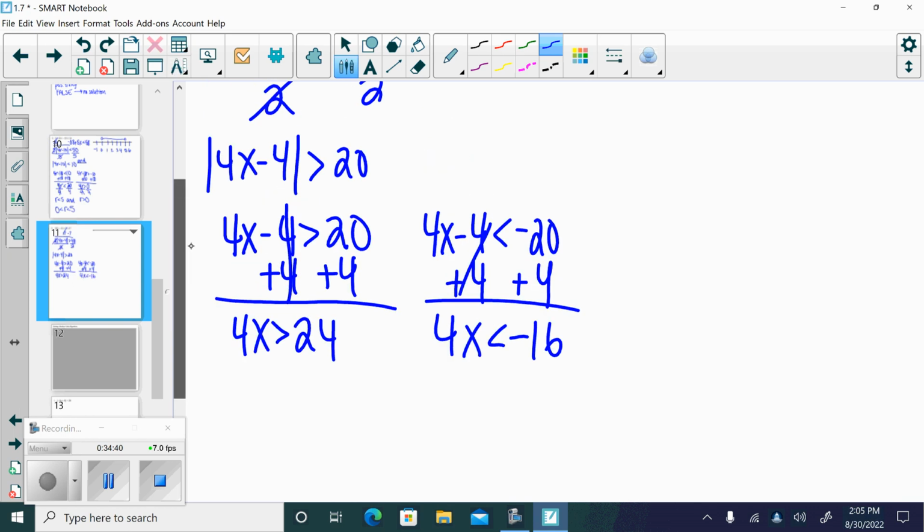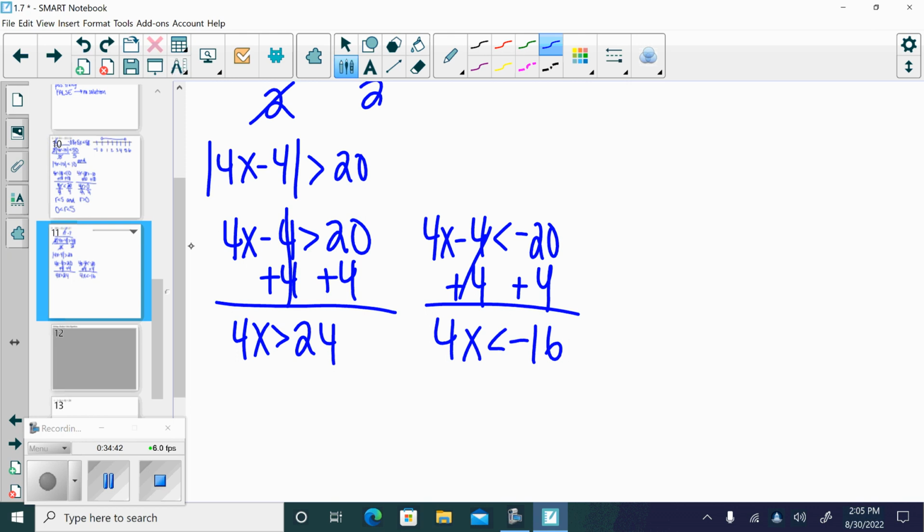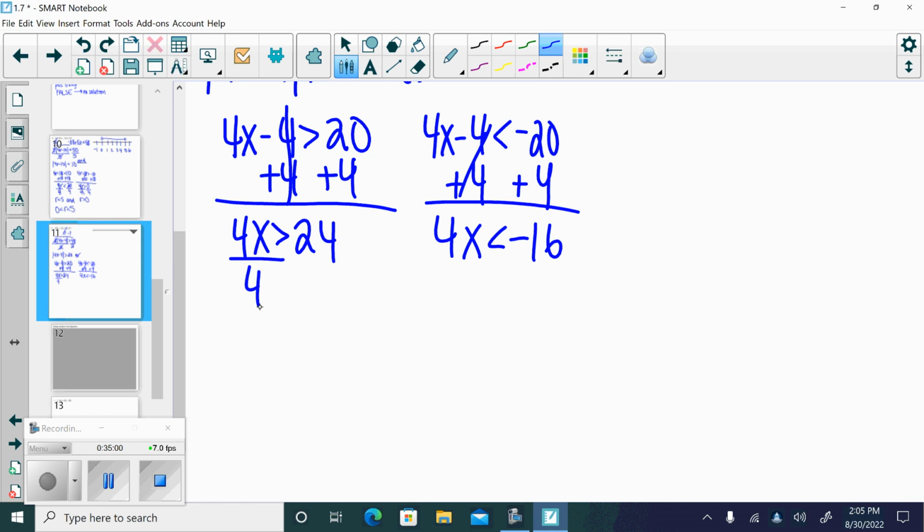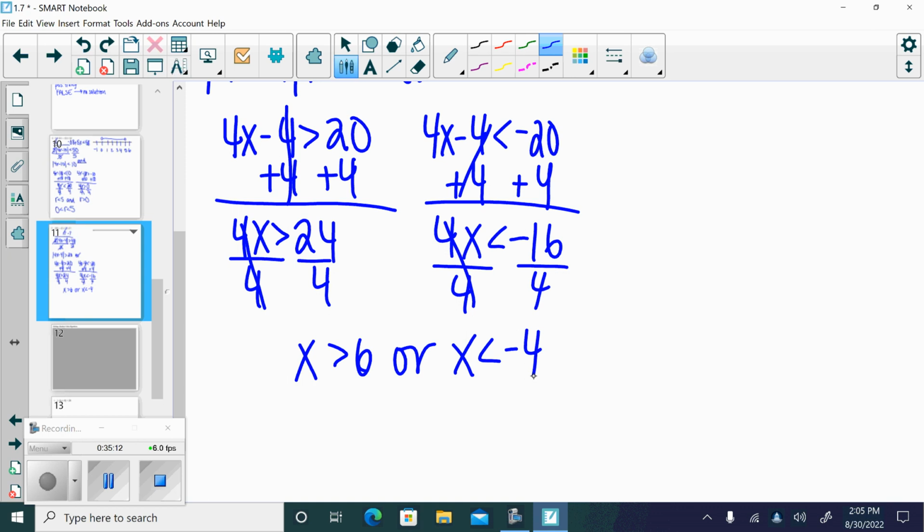Oh, we forgot to say, is this or and? What's your sign? Greater. Greater than is your or, right? So this is going to be an or. Less than is your and. Okay? And lastly, divide both sides by 4. So you get x is greater than 6, or x is less than negative 4. Perfect.